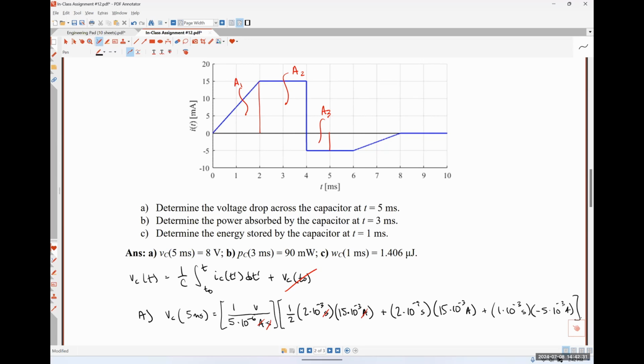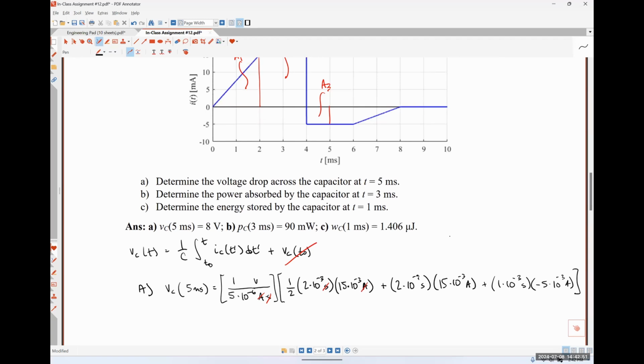So let's see, 0.5 times 2 times 15, plus 2 times 15, plus 1 times -5 gives me 40. I have 10 to the minus 3 times 10 to the minus 3, so that's 10 to the minus 6, which cancels out that 10 to the minus 6 there. So I simply divide that 40 by 5, and that's going to give me 8 volts.